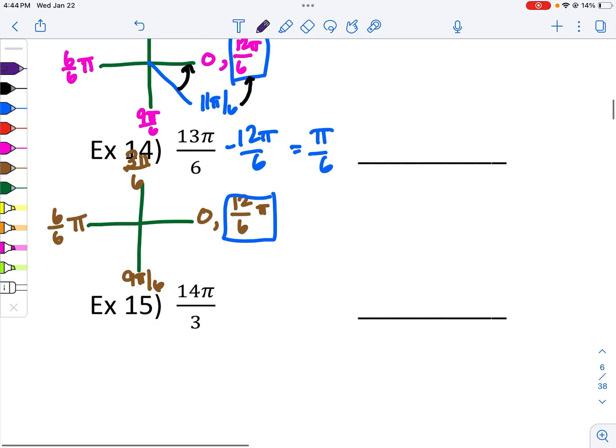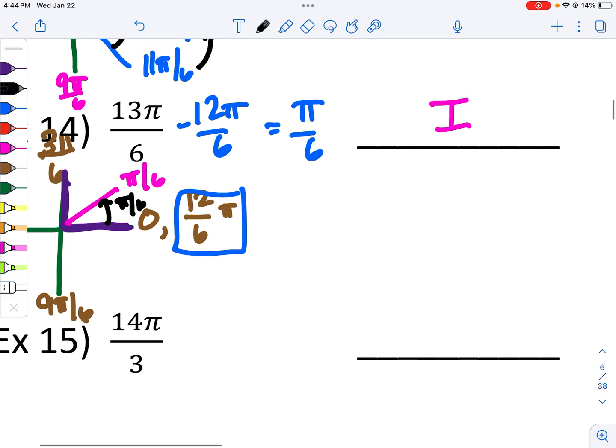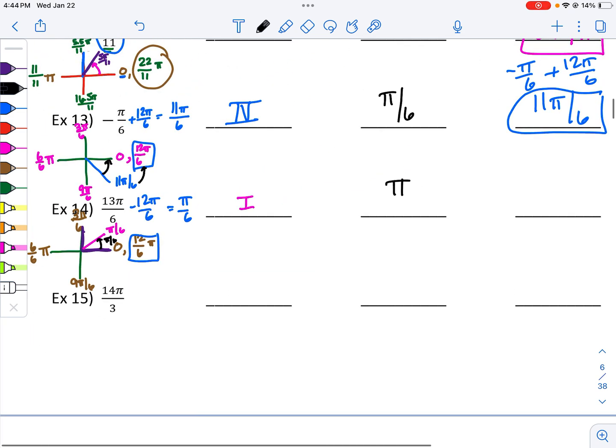All right, so where is 1 pi over 6? Well, this guy right here is 0, and this up here is 3. So that means 1 pi over 6 has to be somewhere in quadrant 1. Oops, I don't know why I drew a triangle there. 1 pi over 6 has to be in quadrant 1. All right, so that makes finding our reference angle not so bad. From 0 to pi over 6 is just pi over 6. So our reference angle is pi over 6, which happened to be the same as the last one, even though it was in quadrant 4.